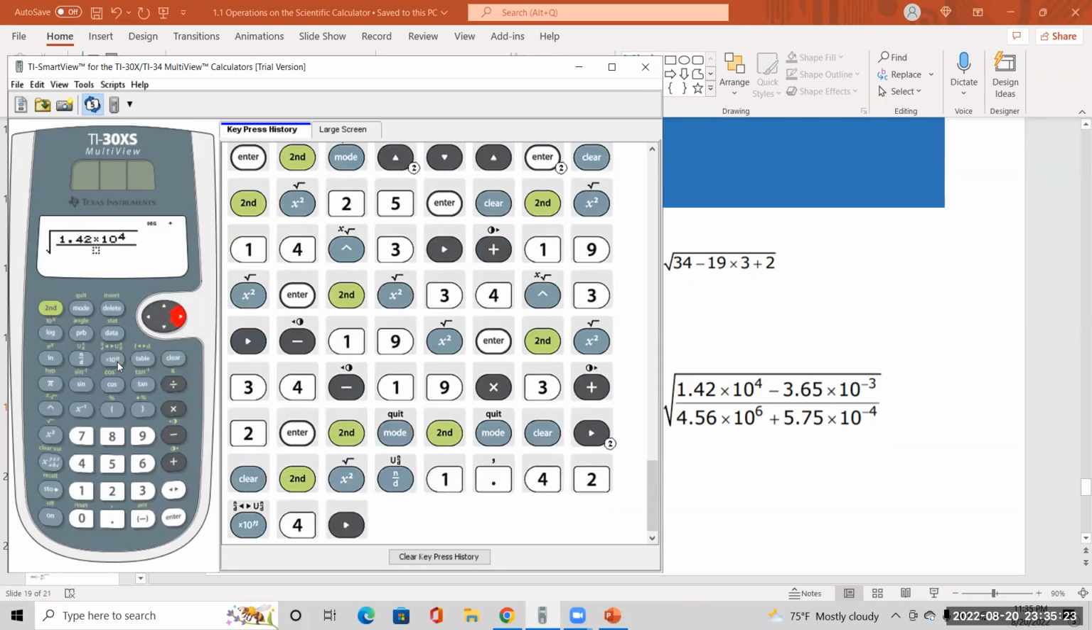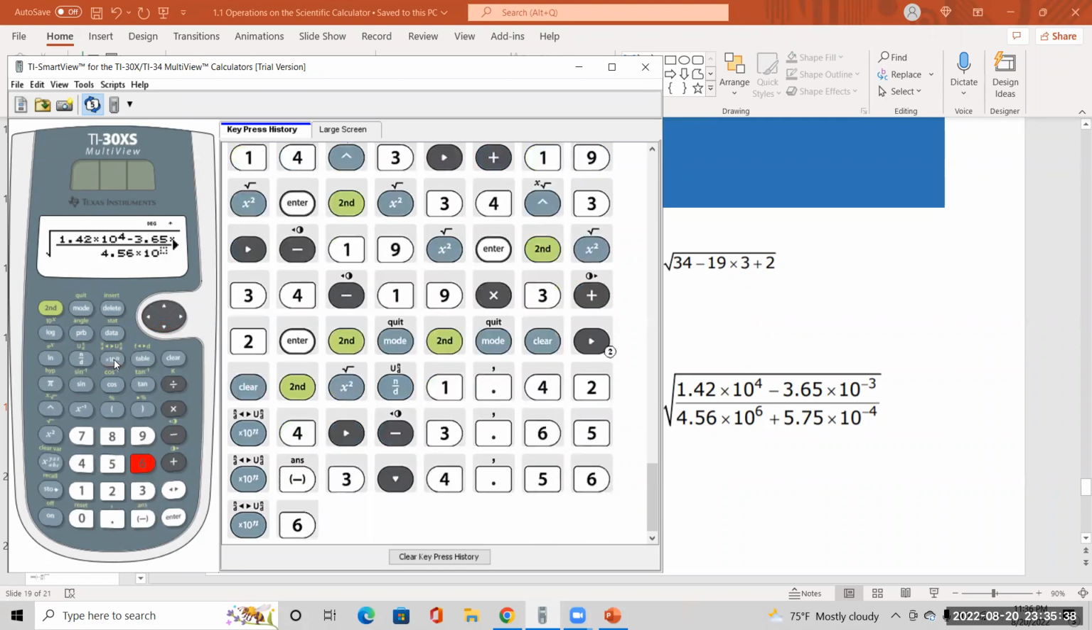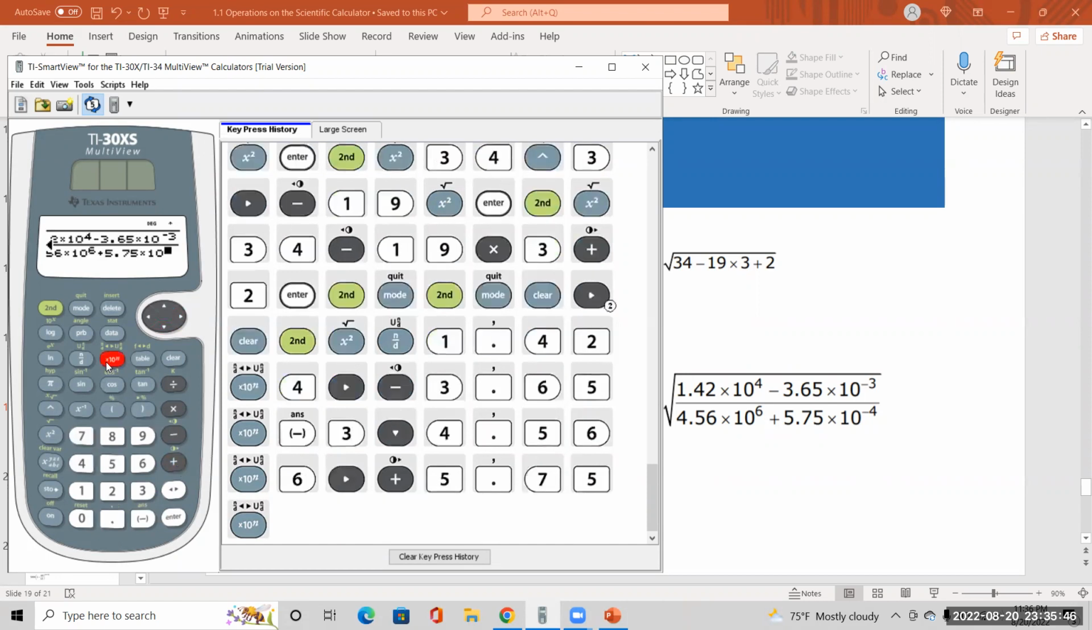Okay. Minus 3.65 times 10 to the negative 3. And we'll move down to the bottom. We'll have 4.56 times 10 to the 6th. And then we'll have plus 5.75 times 10 to the negative 4.